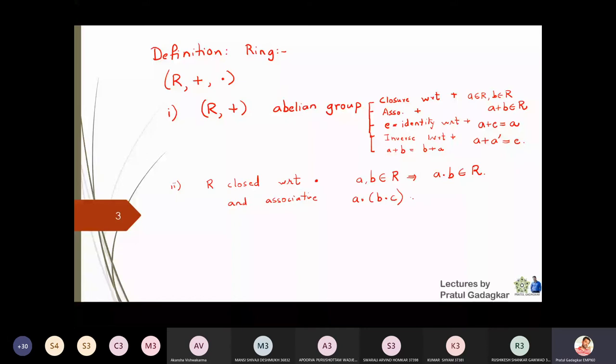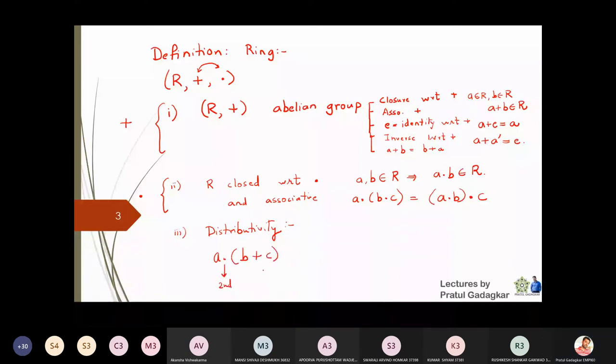This should also hold. And the third important thing is now, see, if you look at the first point, it is with respect to the first operation. If you look at the second point, it is with respect to the second operation. So now in the third thing, we are going to connect the two operations. That is called distributivity. Means I'm going to connect addition and multiplication in a single rule. What is that? It means A dot (B plus C). See, this is the second operation, this is the first operation, is equal to how much?